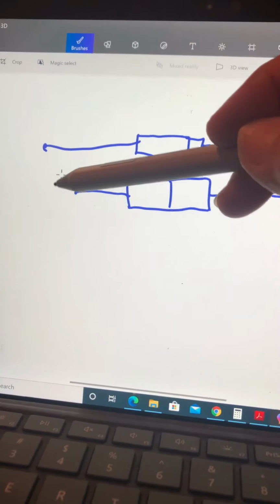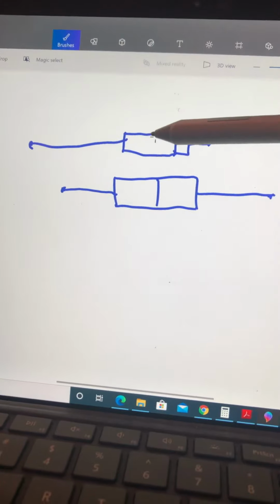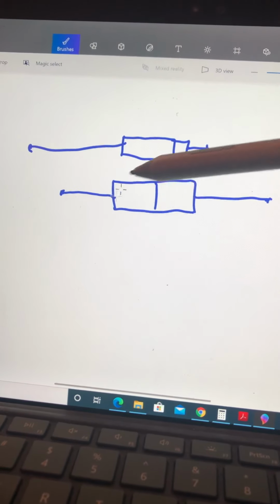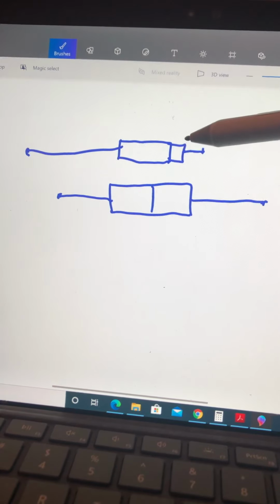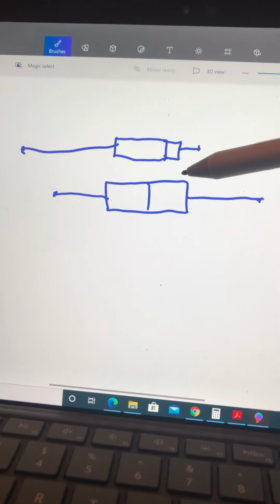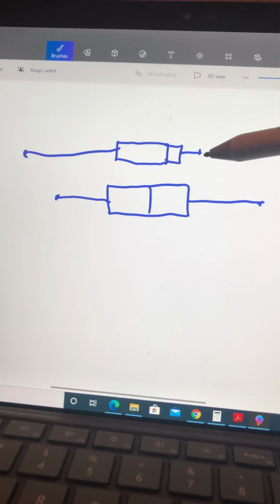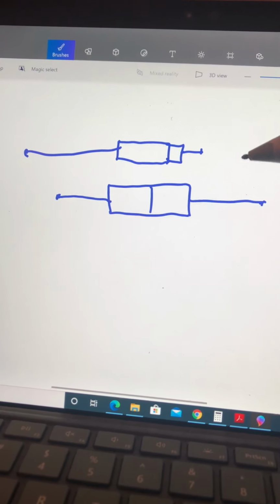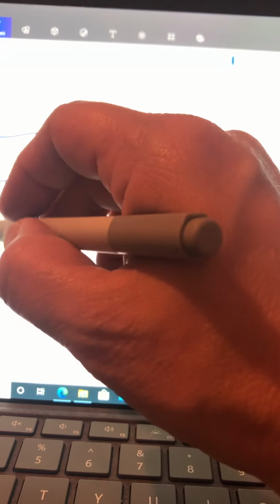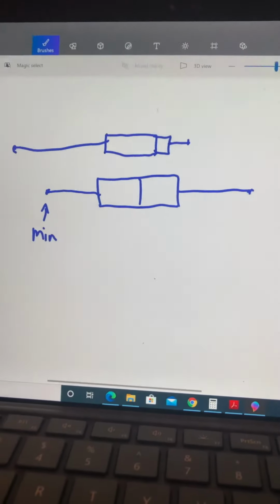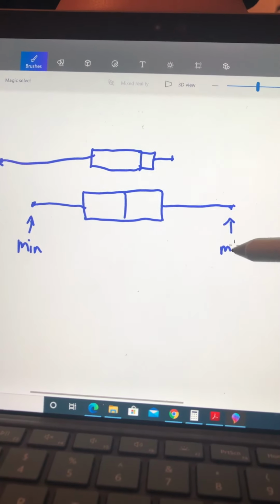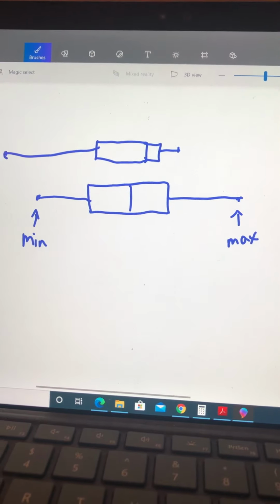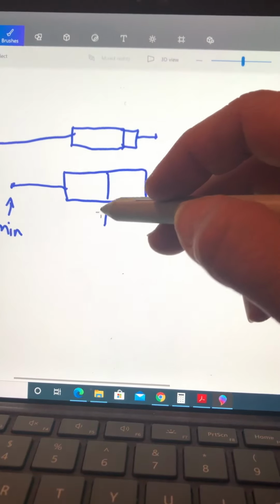They should have this value right here, which is the minimum. This is the Q1. This middle of the box, wherever it is, is the median. This is Q3, which is the upper quartile, and then you have the maximum value here. So this one right here is the minimum number of the data set. This right here is the maximum number of the data set. Okay, here we have our median.